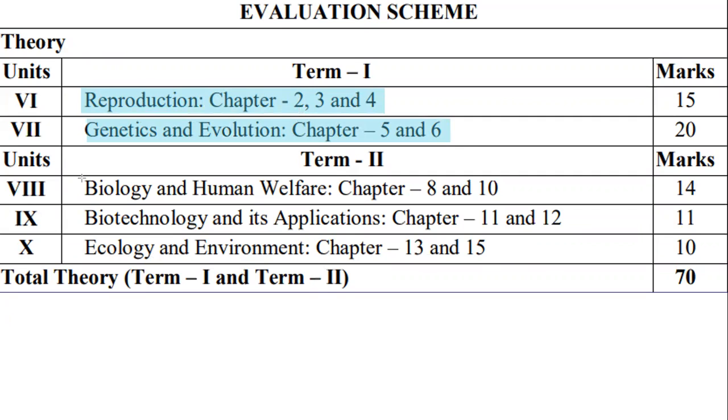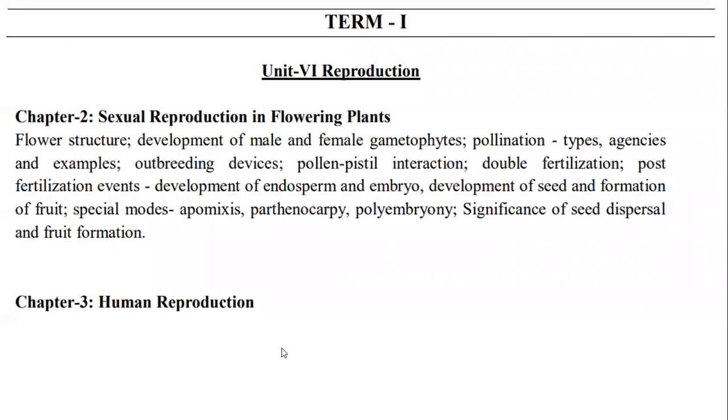In the term 2 biology examination, you can see from the unit biology in human welfare, chapters 8 and 10, biotechnology and its applications, chapters 11 and 12, ecology and environment, chapters 13 and 15. All further chapters are completely removed from your class 12 syllabus. Yes, this is how the 70-mark theory is contributed from term 1 and term 2 after the overall analysis of your performance in the board examination. So let's discuss the topics in detail.